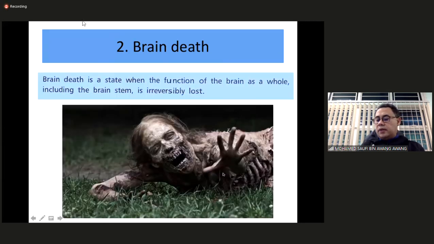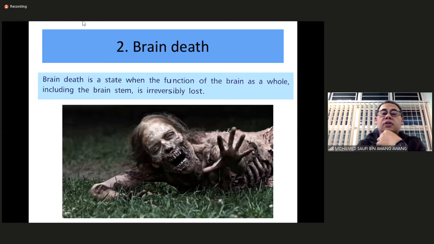Right. Now, the definition is very important. When we talk about brain death, basically it is a state or condition where the function of the brain, point number one, as a whole, including the brainstem, point number two, is irreversibly lost, point number three. So in the exam, you need to have these three keywords: function of the brain as a whole, including the brainstem, and irreversibly lost.